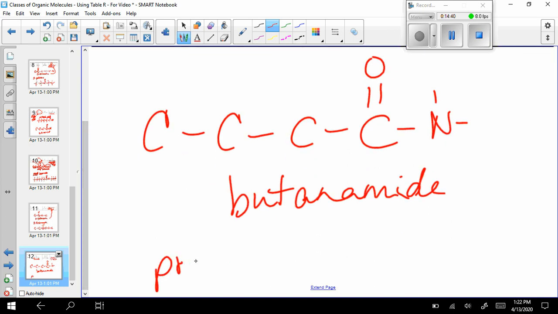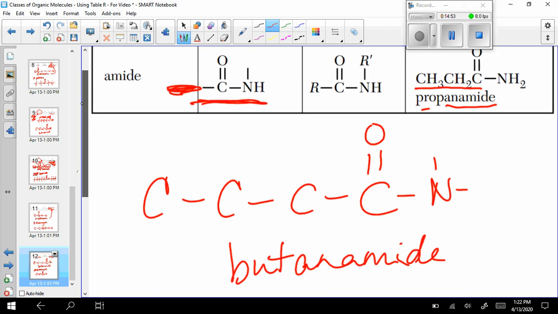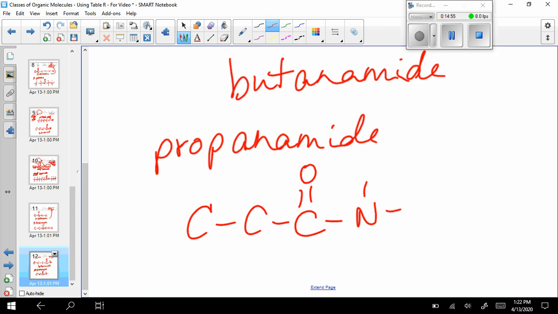Let's do propanamide. So prop is 3. 1, 2, 3. And then the double bonded O, and then the N. And there it is. I could put the little H's on it. I could put these H's on it.